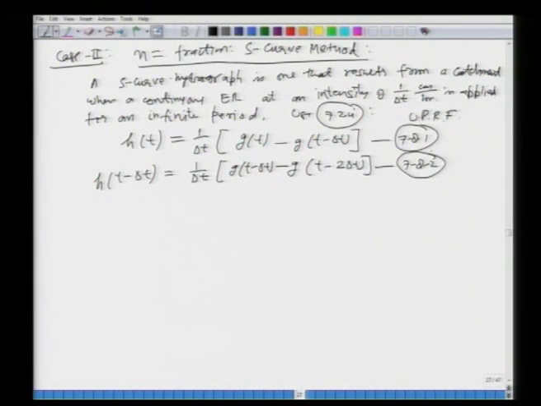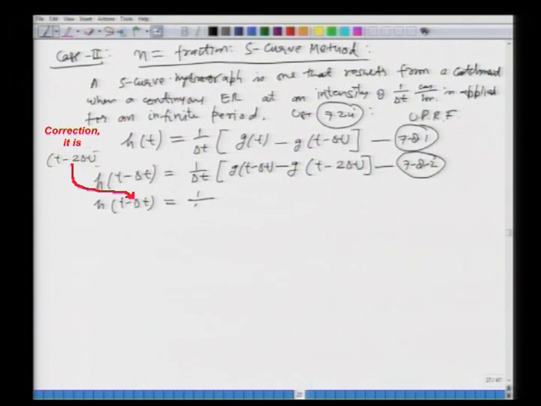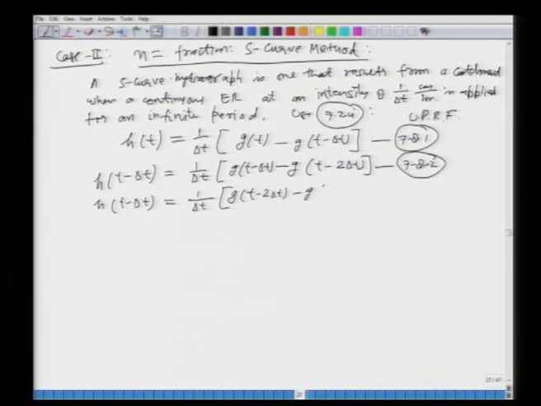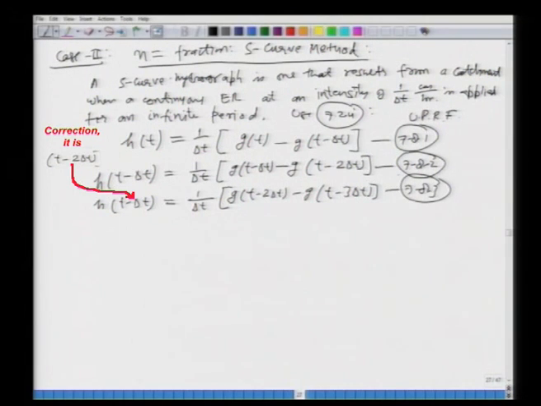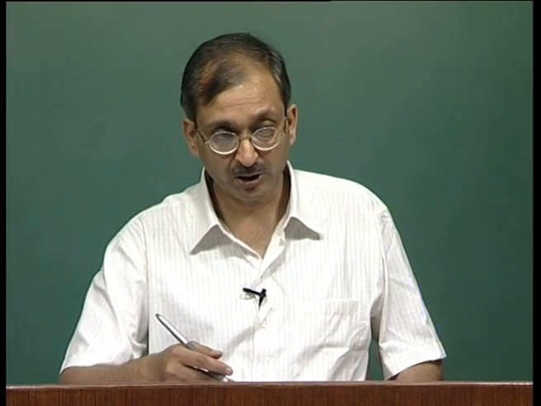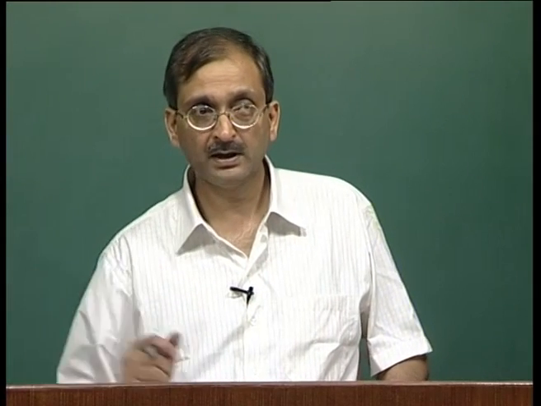Similarly, you can keep on writing the response from another rainfall which occurs 2 times delta t hours later. So, it would be g of t minus 2 delta t minus g of t minus 3 delta t, this is 7.8.3, and so on for infinite number of times. What is an S curve? S curve is the summation of all of these, that is what we are saying. So, it results from an intensity which is continuously occurring.